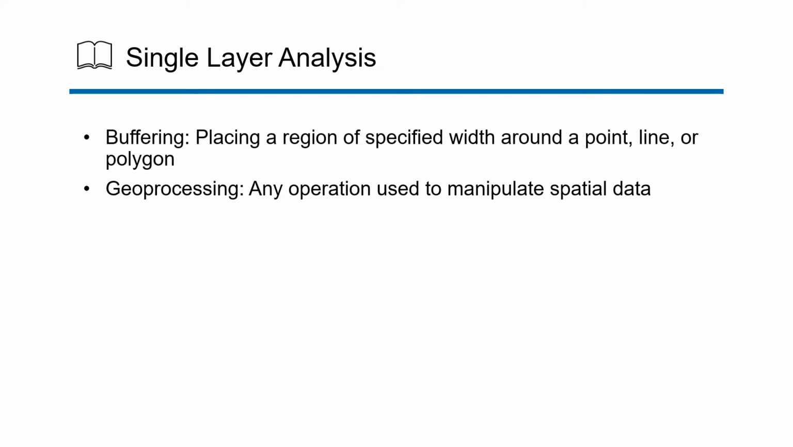So first we're going to talk a little bit about single layer analysis. This is things like buffering and geoprocessing. Buffering is really just placing a region of specified width around a point, a line, or a polygon. It is an area defined by a distance from a thing, essentially. Whereas geoprocessing is any operation that is used to manipulate spatial data. So it could be a buffer, it could be a lot of different things.